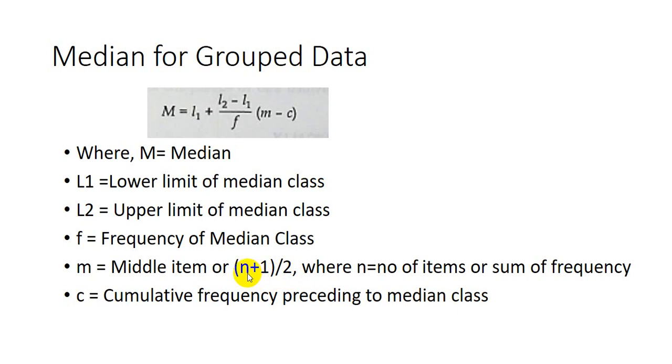So if, for example, you have 40 scores or 40 items in your group data, the sum of frequency is 40. If you add 1 and then divide by 2, 41 divided by 2 would be 20.5. So you need to locate the 20.5. Where does the 20.5 actually lie? That class would be treated as the median class, because the middle of the items, the middle of the frequencies, lies under that class.